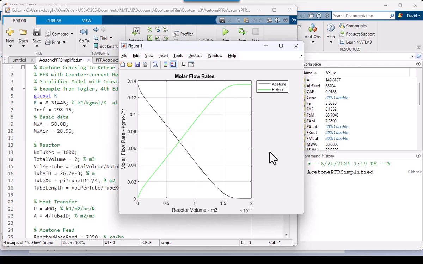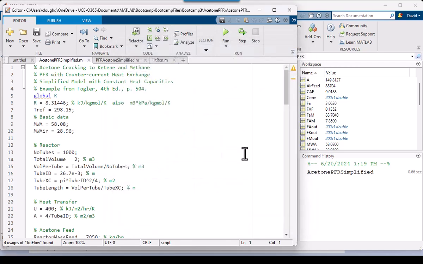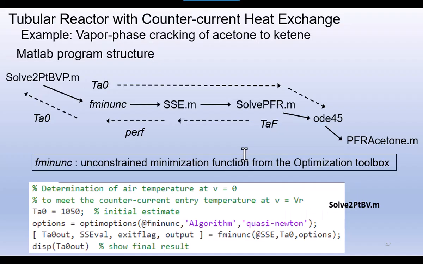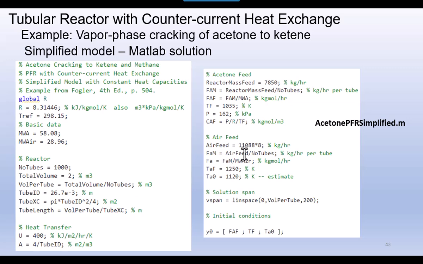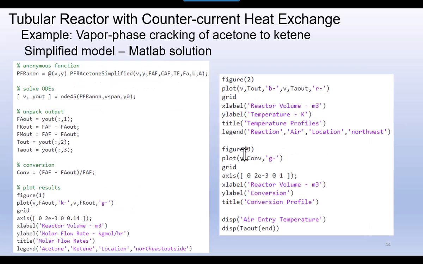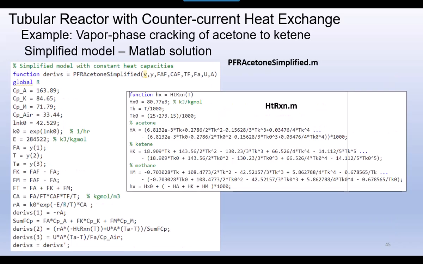And now what we're going to do is focus on how we go about solving the 2-point boundary value problem, all right? So let's pop over to the slides and catch up to this point, and then we'll move on to the 2-point boundary value problem. So here's our slide. This is the main script that we went through with you. Not going to go through it again. And it finishes up with the plots and displaying that final air temperature.